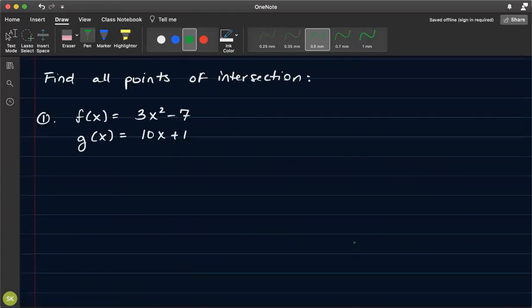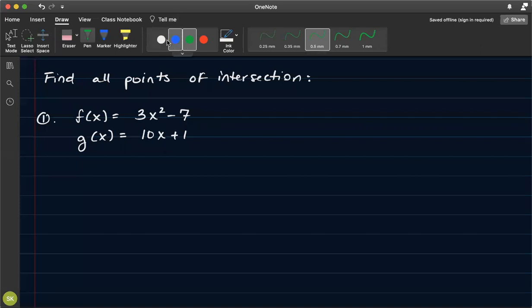Let's find some points of intersection. Here I give you 2 functions, 3x squared minus 7 and 10x plus 1. First I want to figure out what these are the equations of, and then I want to figure out how many times they intersect. And we actually don't have to graph this to find the number of times they intersect.